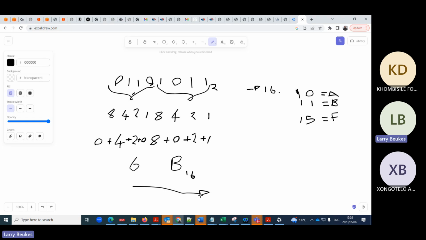So converting binary to hex, what did I do? I grouped into 4s, right? Grouped into 4s because I know it is to the subscript of 16 here. And then if it was octal, I was going to group it into 3s.